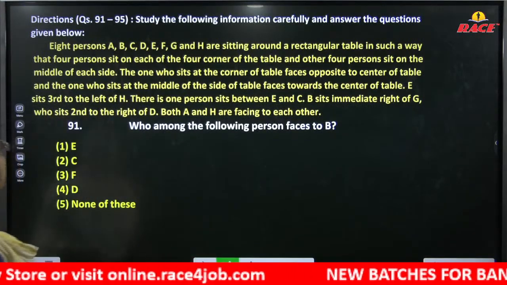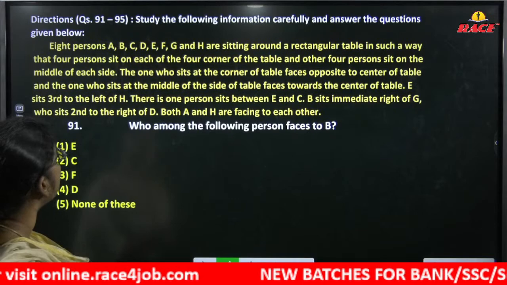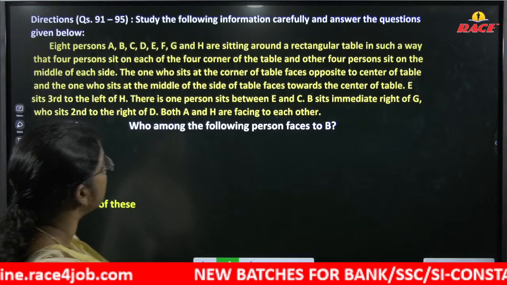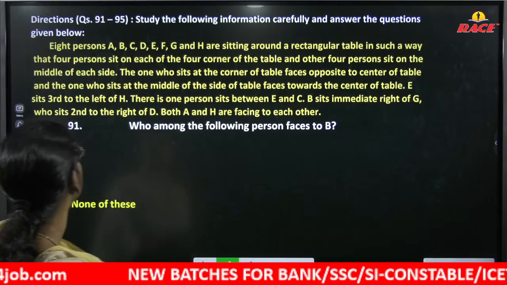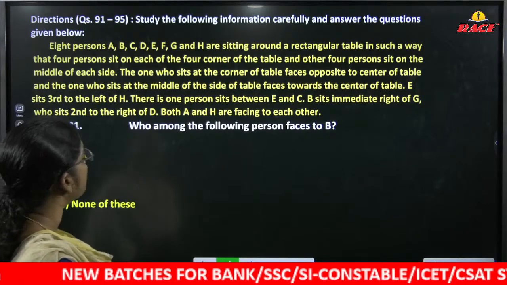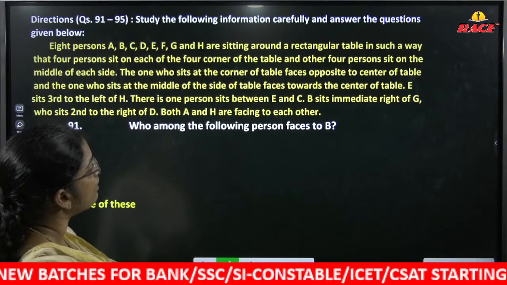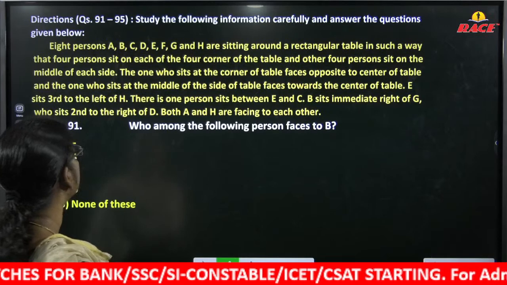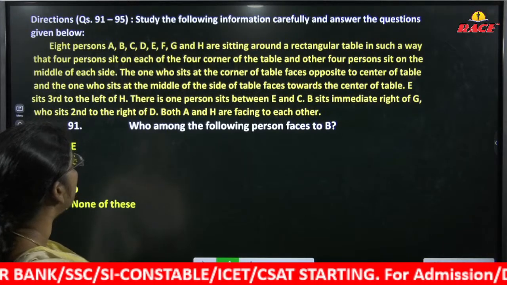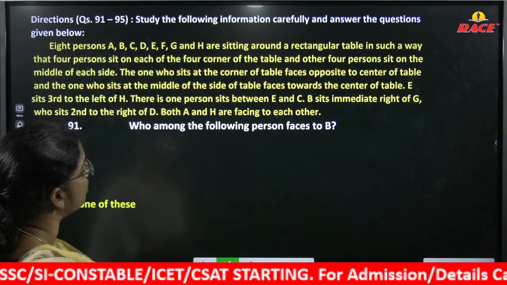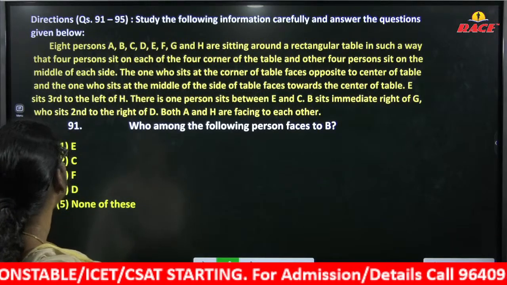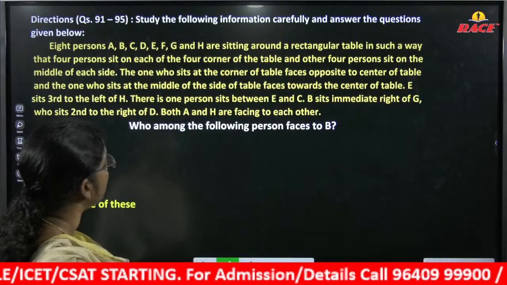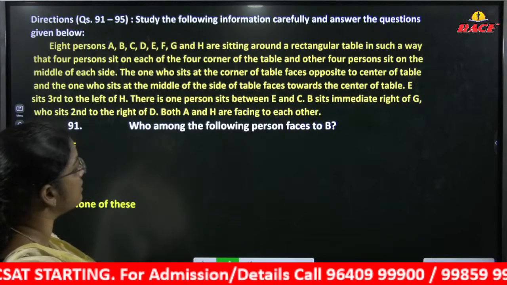Yes, 8 persons are there: A, B, C, D, E, F, G, and H are sitting around a rectangular table in such a way that four sit at each of the four corners of the table, and the other four sit in the middle of each side. The one who sits at the corner of the table faces opposite to the center of the table, and the one who sits at the middle of the side of the table faces towards the center of the table.